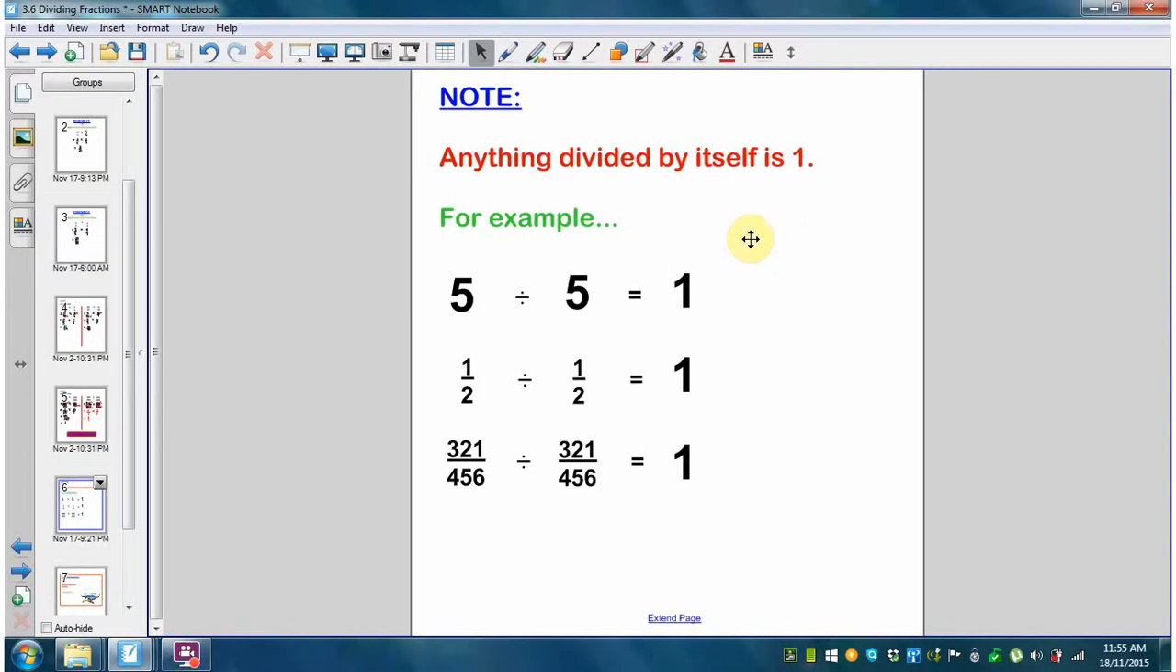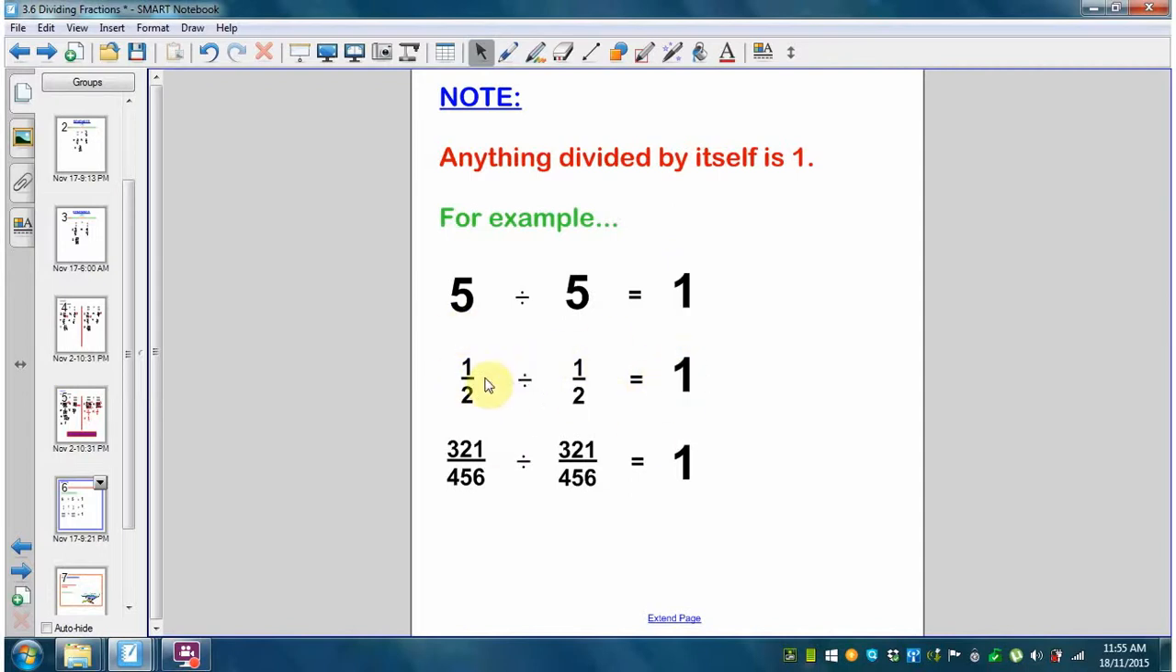Okay, by now you should have this written out. All it says is that anything divided by itself is 1. So we see 5 divided by 5 is 1. We knew that. And it also works for fractions too. So a half divided by a half is 1.